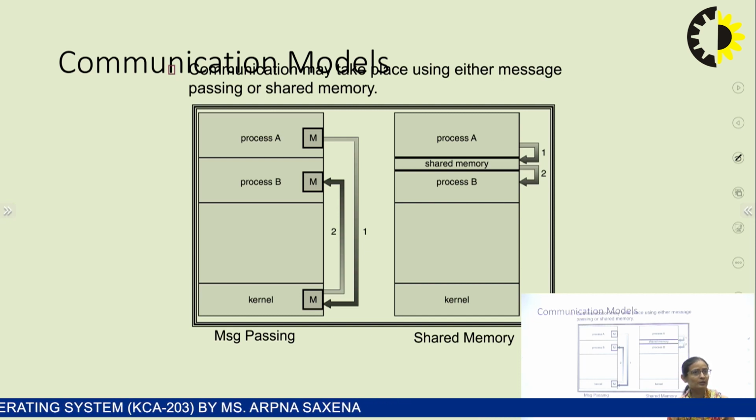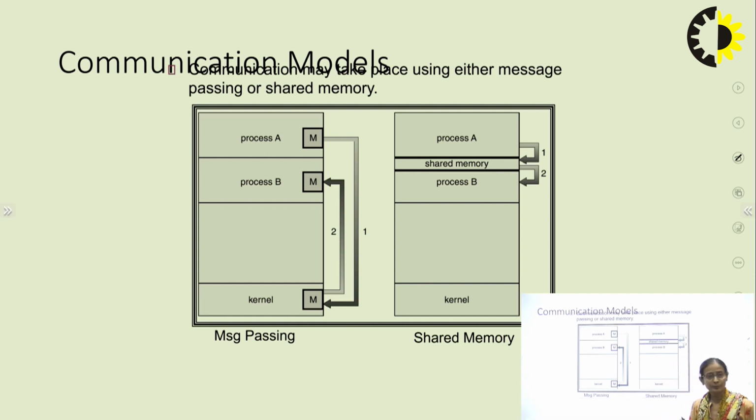Communication models: the communication takes place using either message passing or shared memory. So, what is happening in the message passing system? In the message passing system, we have a mailbox in the kernel, and the processes share these mailboxes, reading and writing whatever they want in this mailbox, and this mailbox, that is a shared memory, is maintained by the kernel.